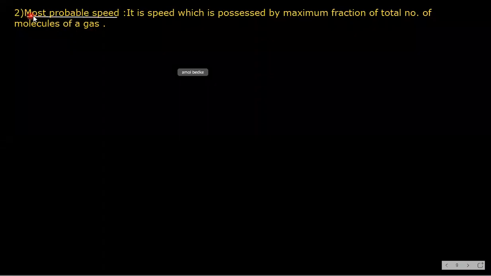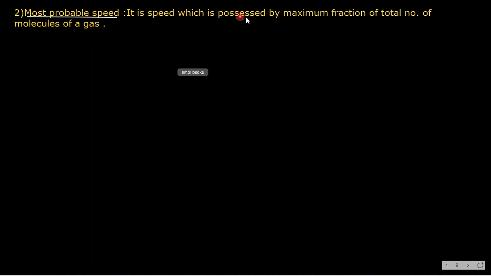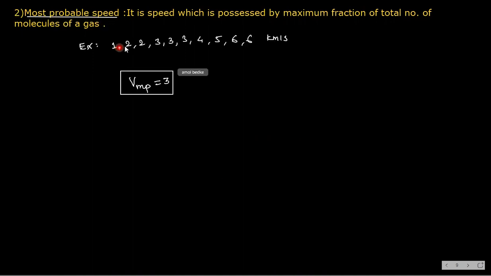So next one, most probable speed. What is the most probable speed? It is the speed which is possessed by the maximum fraction of the total number of molecules of a gas. So see here, for example, 1, 2, 2, 3, 3, 3, 4, 5, 6, 6 kilometer per second. These are some velocities. And from this, you see most number of times, which one is repeated? That is 3.